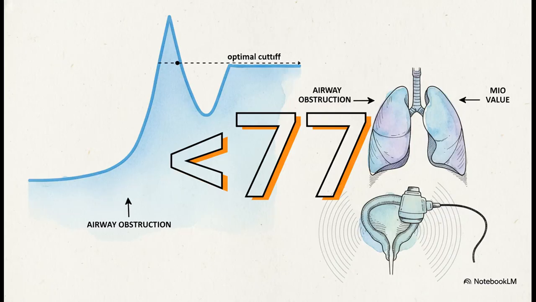So what's the number? What's the clinical takeaway? Well, after running a ROC curve analysis, the study found that an MIO value of less than 77 was the best cutoff to suspect an obstructive pattern. This gives us a practical, actionable number we can use right at the bedside.